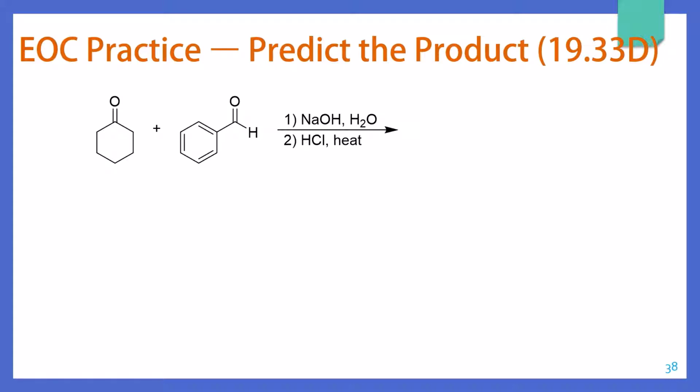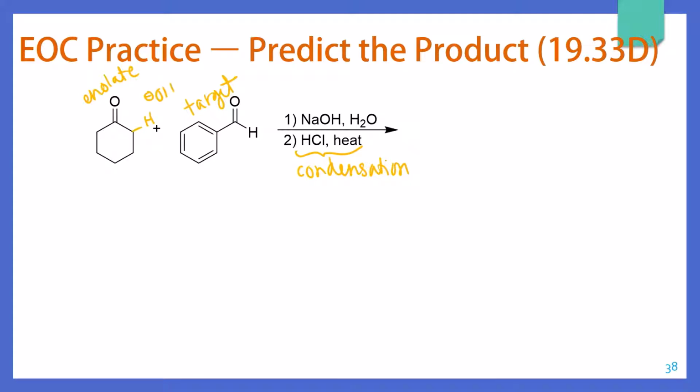We have benzaldehyde, which has no alpha hydrogens, so we know that this molecule is going to be our target, and the other molecule must form the enolate. And then the first step only has sodium hydroxide and water, but the second step has hydrochloric acid and heat. That gives us no doubt that we are going through to the condensation product. So let's go ahead and work this out step by step.